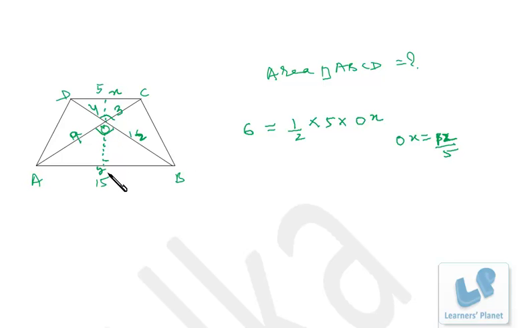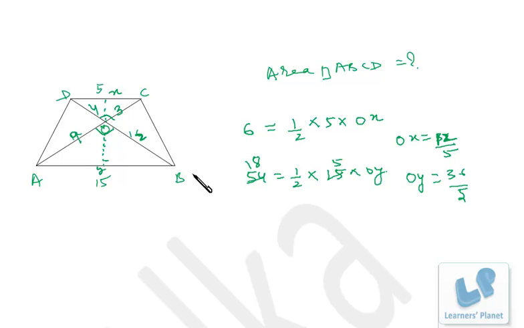Similarly, we can calculate OY. Half of 12 into 9, or we can say 6 into 9, so that's 54, is equal to half of 15 into OY. So OY will be equal to 36 by 5. Now we got OX, we got OY. So we got the entire length XY, that is the altitude of this trapezium. So that's 48 by 5.